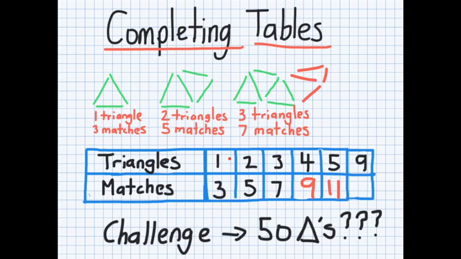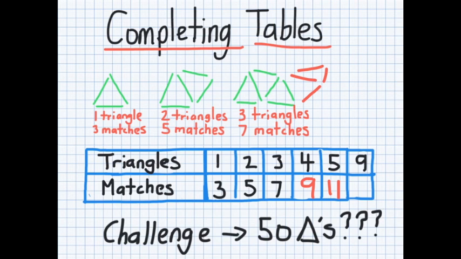So if we look at 1 triangle, then how does 1 become 3? Well, we can just add 2. How does 2 become 5? We can just add 3. How does 3 become 7? We can add 4. That might not be too useful though by the time we get to larger numbers.